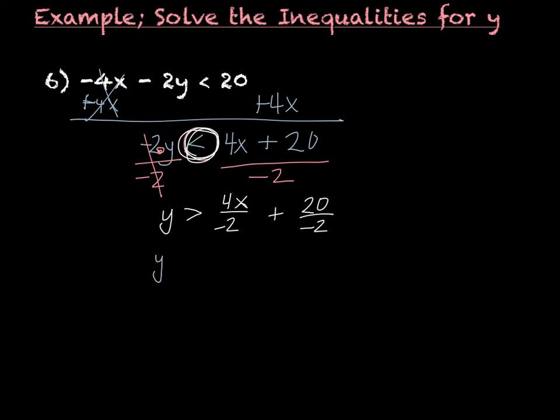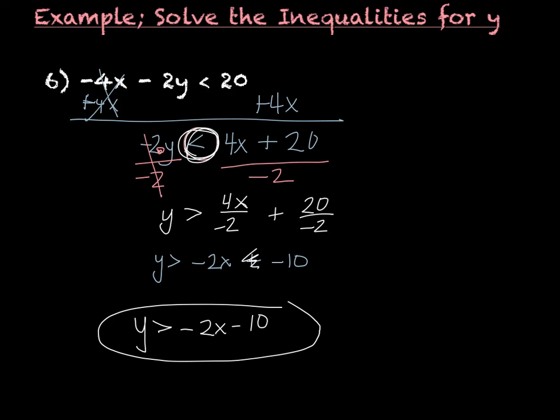Leaving me with y is greater than 4 divided by negative 2 is actually a negative 2, and you can type that into your calculator if you need to. You just divide by a negative number there, makes it negative, plus 20 divided by negative 2 is a negative 10. So how you would actually probably write your final answer is without the positive sign. So we have y is greater than negative 2x minus 10. And that is your final answer.